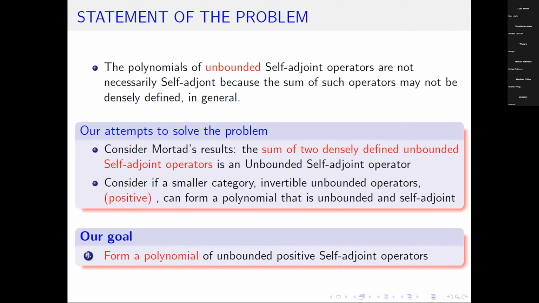And therefore, we are going to consider a small category of unbounded operators, in this case, the positive unbounded operators, which are actually invertible. Invertible unbounded self-adjoint operators are actually positive. So some of them are positive. Therefore, we're going to look at that category so that we can define the polynomial of these positive unbounded self-adjoint operators. Our goal is to form a polynomial, which of course didn't exist, of unbounded positive self-adjoint operators.